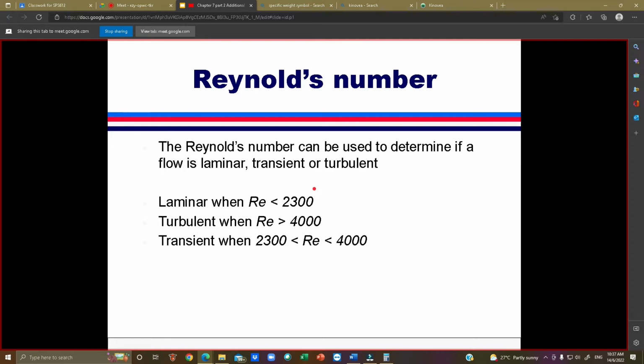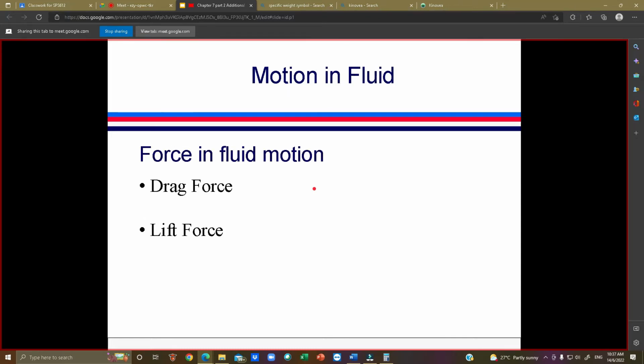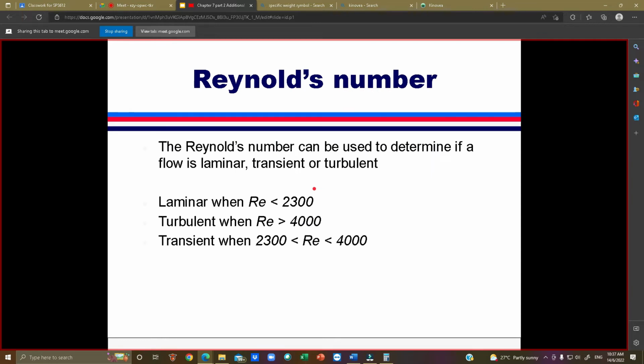And we have an object being put in between those two. Itu kita panggil sebagai transient object lah. Means that it has both equal value of laminar and also turbulent. Maksudnya dia tak berapa aerodynamic and also it causes a lot of turbulence. This is especially in sport engineering.